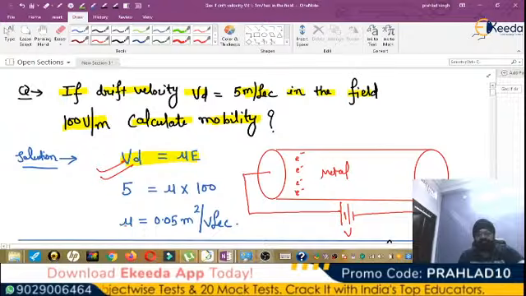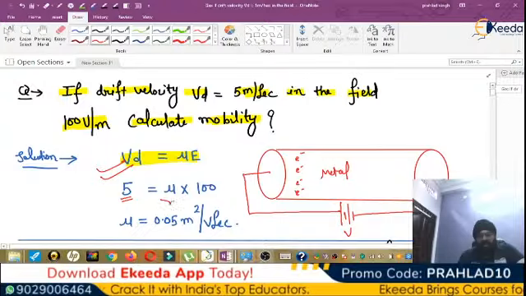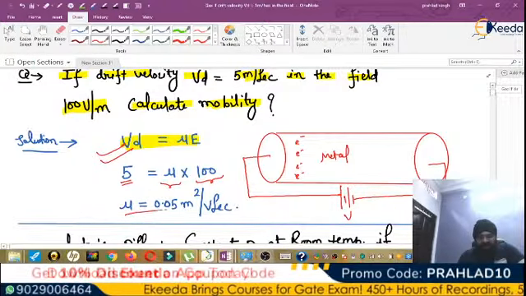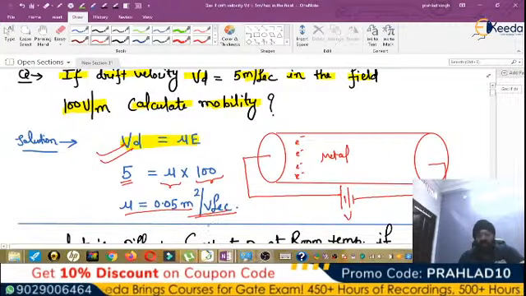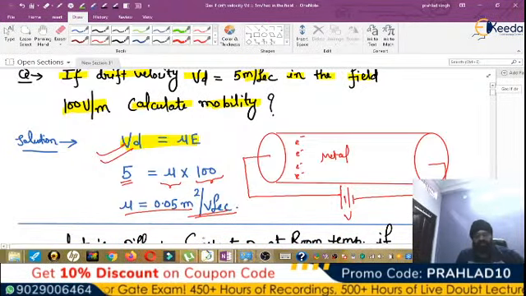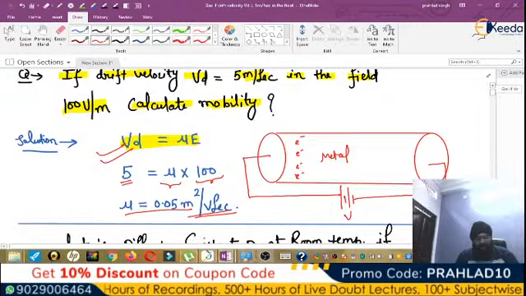drift velocity. And the drift velocity, it is given in this question, is 5, and it is mu into electric field, which is given as 100. So the value of mobility is 0.05 meter square per volt second. So this is our required answer for this question.